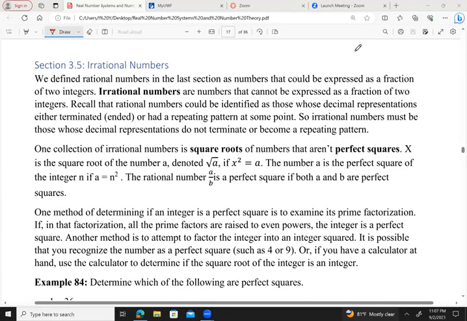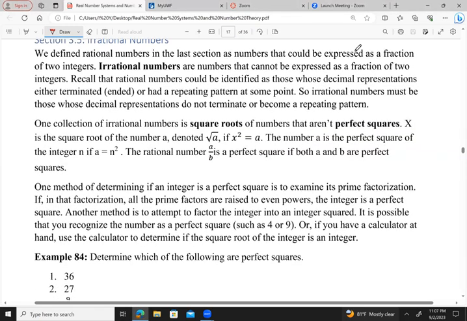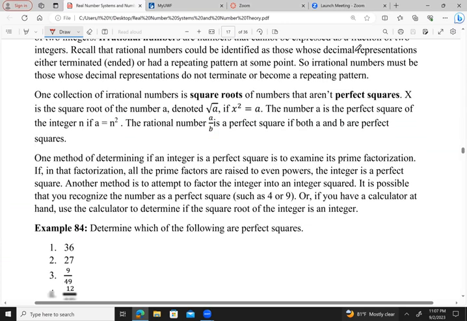Okay, today we're looking at section 3.5, irrational numbers. So we've defined rational numbers in the previous section, the numbers that can be expressed as a fraction of two integers. Irrational numbers are numbers that cannot be expressed as a fraction of two integers. Recall that rational numbers can be identified as those whose decimal representations either terminate or have a repeating pattern at some point. So irrational numbers must be those whose decimal representations do not terminate or become a repeating pattern.